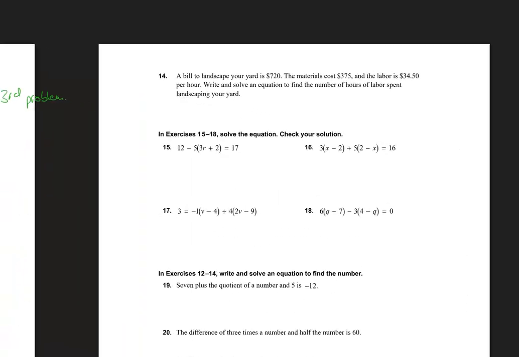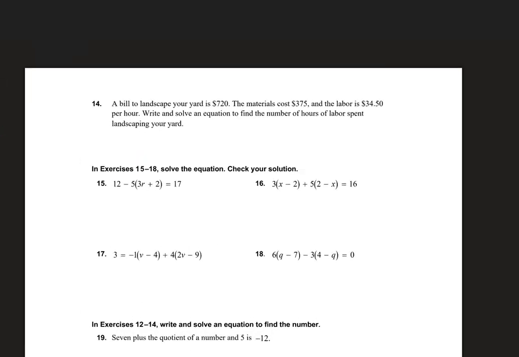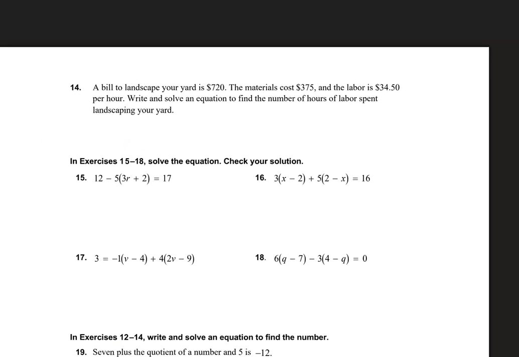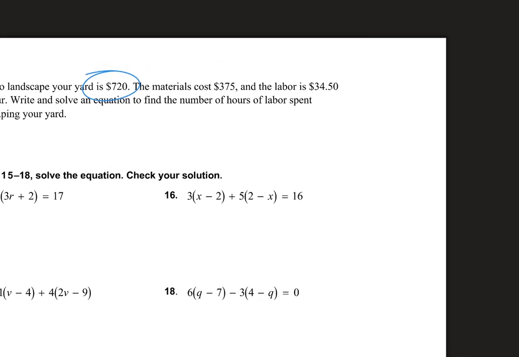Let's slide to the back. I didn't do the word problem here, so let's do one of these word problems. A bill to landscape your yard is $720. I love problems like this because when I see "is" and then a number, I know that I immediately have an equal sign, because that's how totals work. When you buy stuff at Walmart, you scan a thing, scan a thing, scan a thing, and at the bottom is the total. It adds all of it up.